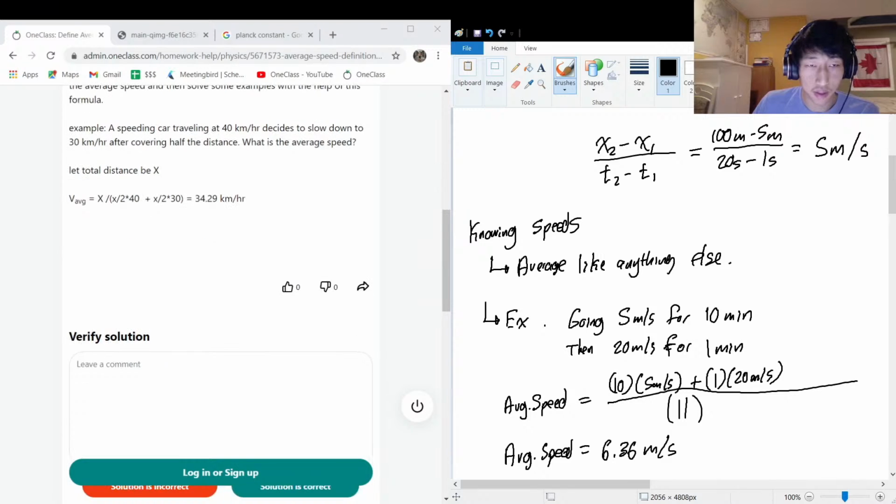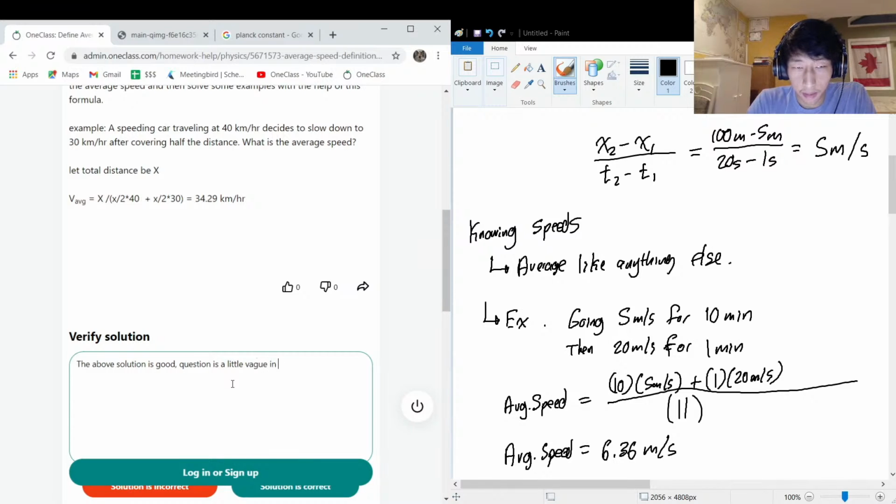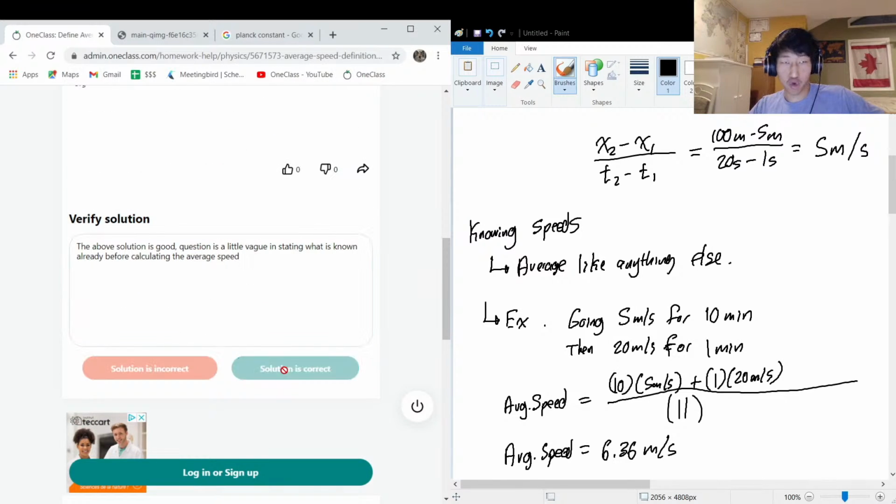So the above solution is good. The question is a little vague in stating what is known already before calculating the average speed. Okay, cool.